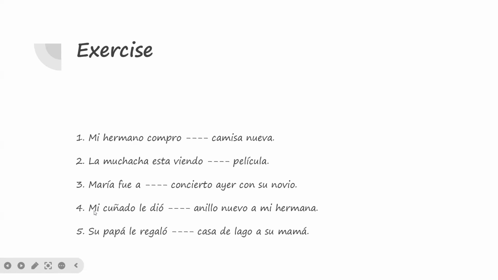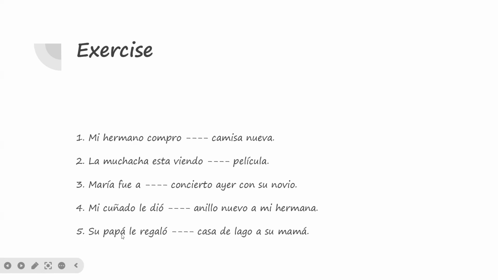Number 4. Mi cuñado le dio dash anillo nuevo a mi hermana. My brother-in-law gave a new ring, anillo is ring, to my sister. Since we know that anillo, well, it starts with a vowel, but it also ends in o, so we know that it is masculine and we have to use un. Mi cuñado le dio un anillo nuevo a mi hermana.